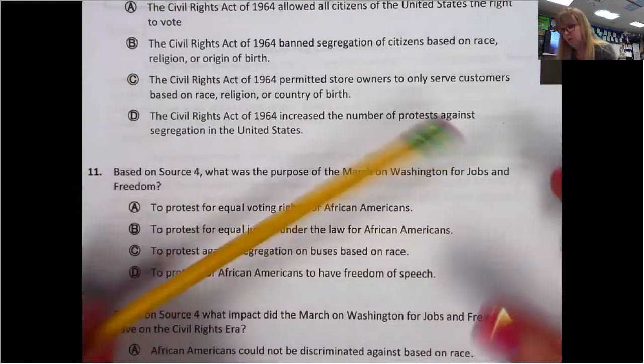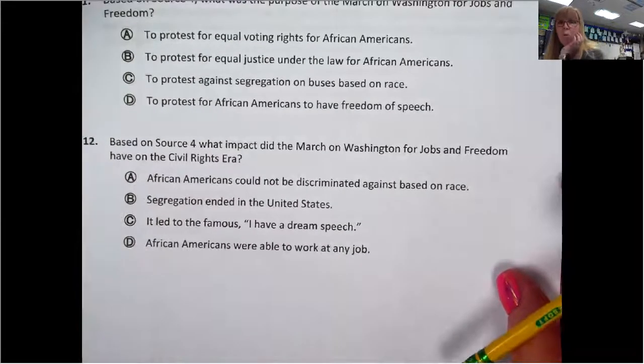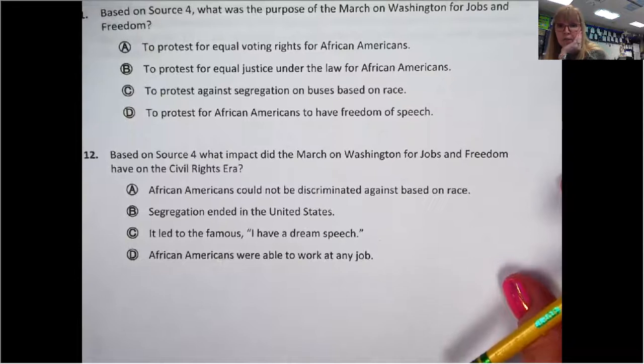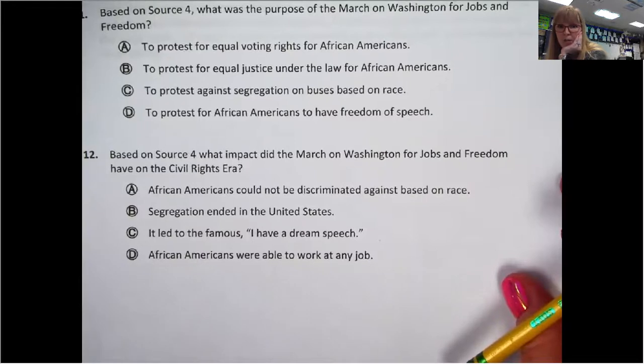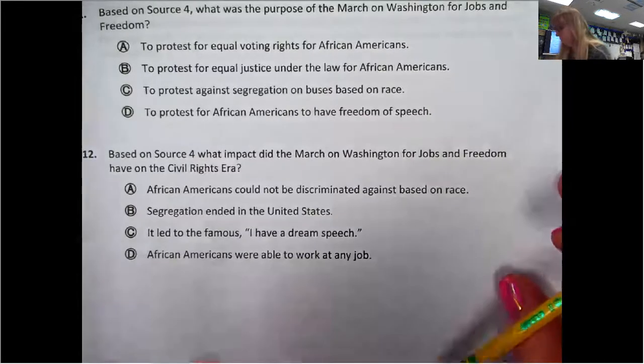Okay. Number 12. Based on source 4, what impact did the March on Washington for Jobs and Freedom have on the Civil Rights era? I wish we could say B, but unfortunately, it's not. It is C. It led to the famous I Have a Dream speech.